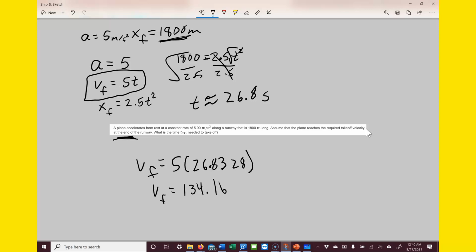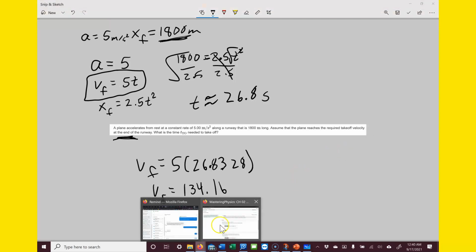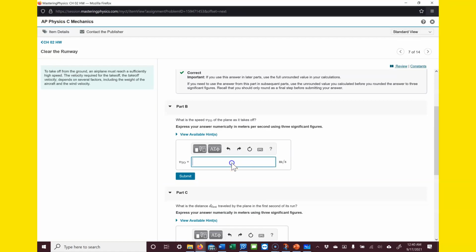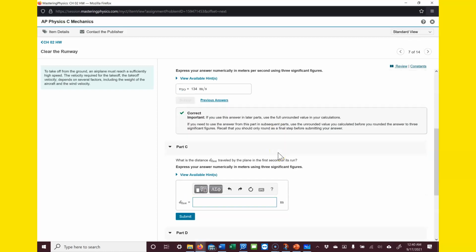134.16. Alright, and let's go back and plug that in. Three significant figures, 134.2? No, just 134. Three significant figures would just be 134.